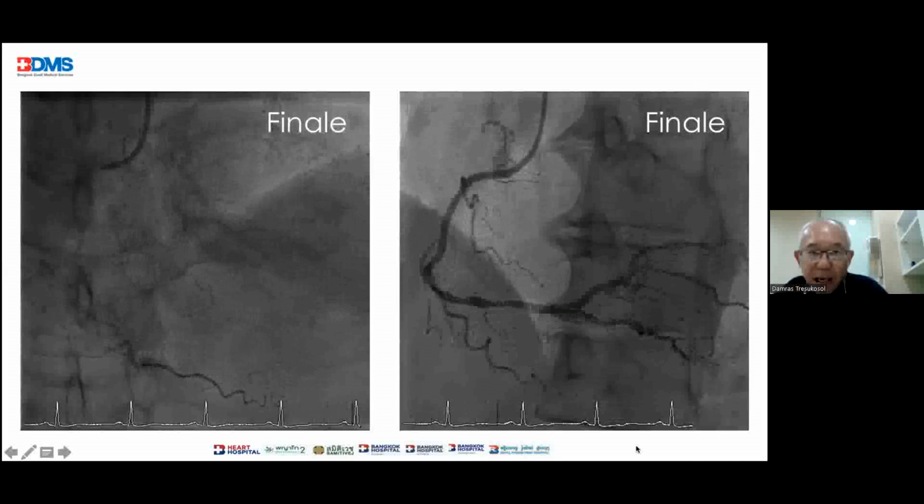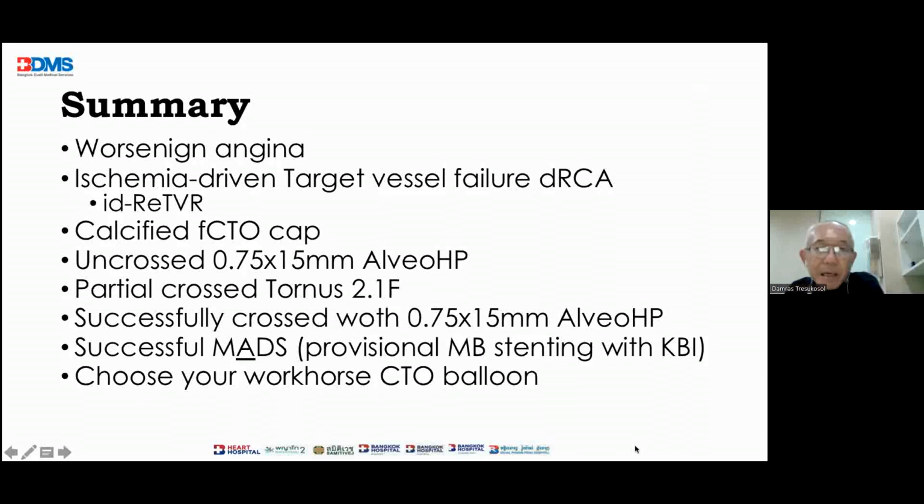So in this case, in my summary, this is a case with worsening angina. The indication is ischemia-driven target vessel failure at the distal RCA. We call it ID-TVR. And it had a calcified functional CTO cap.